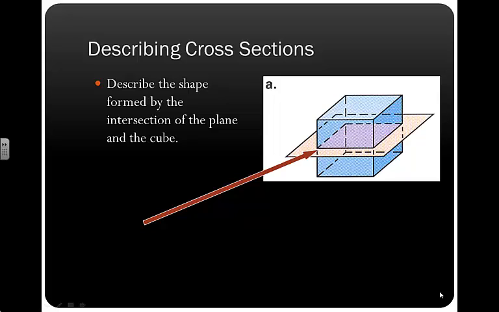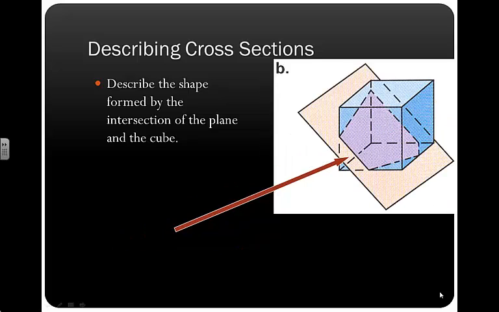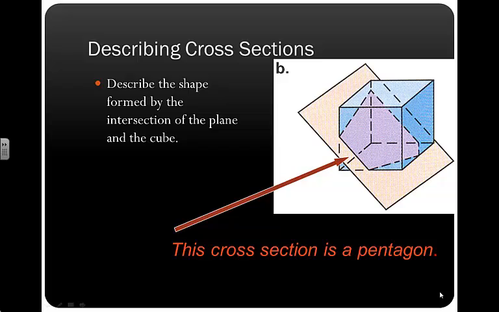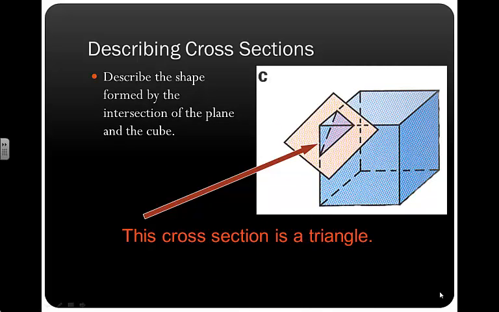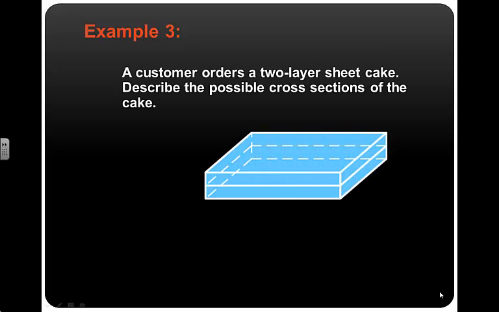Alright, so describe the shape formed by the intersection of the plane and the cube. So I cut that cube in half, and what am I going to get? I'm going to get a square, right? Because if it's a cube, all sides are equal, so if I cut it in half, it's still going to be a square. Alright, how about this one? Describe the shape formed by the intersection of the plane and the cube. So now I'm cutting this cube across. So I'm going to have a pentagon, right? Because if you look at that, you can see the pentagon in there. Alright, this shape should be a triangle. Okay? So that's an idea of what cross sections are.